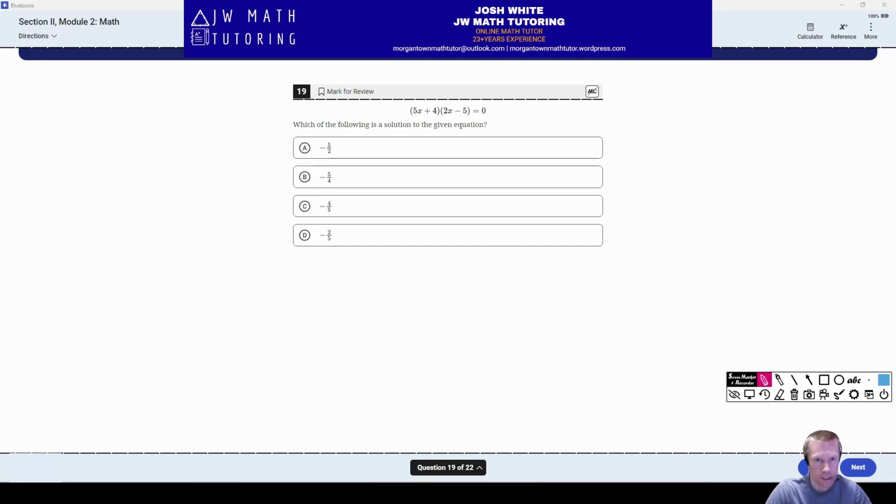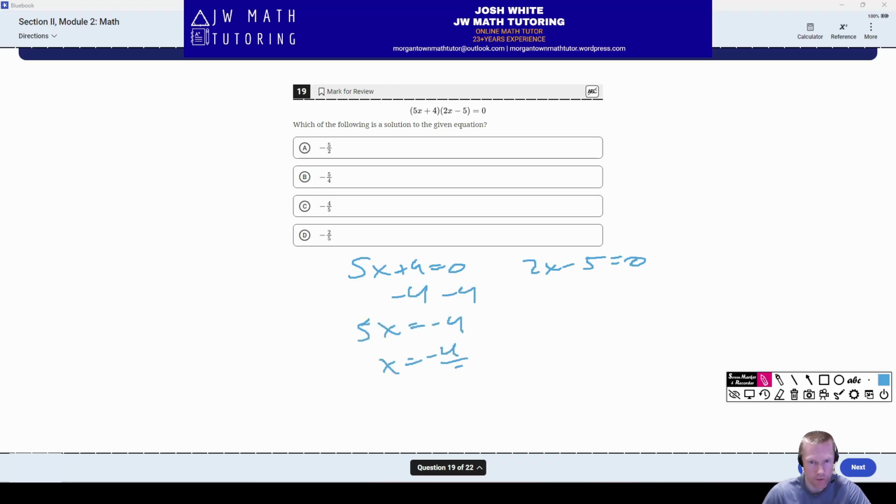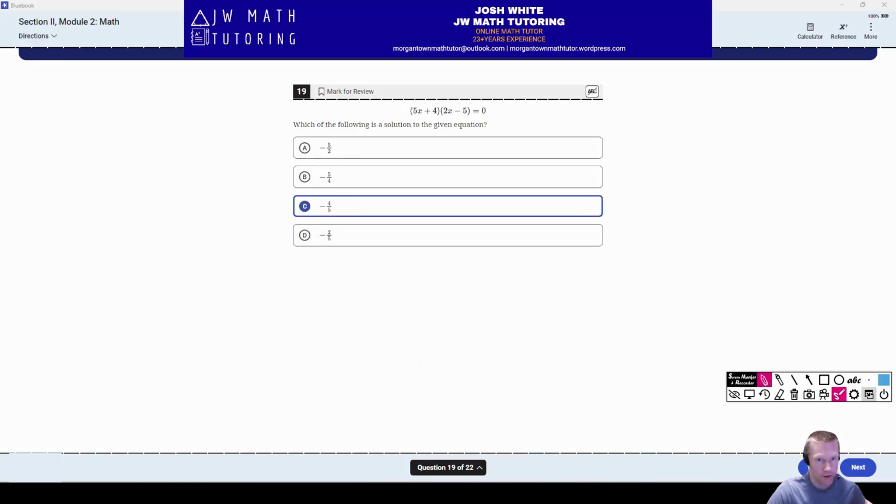All right, question number 19. What is a solution to this given equation? So it's already factored, so we can just take each factor and set it equal to 0. 5x equals negative 4, x equals negative 4/5. Add 5. We actually don't even need to do this because all the answers are negative, so this really doesn't matter. On the actual test, you probably just don't waste time doing this. But we get negative 4/5 and positive 5/2. Okay, negative 4/5 right here. It looks like the correct answer for this one is going to be letter.